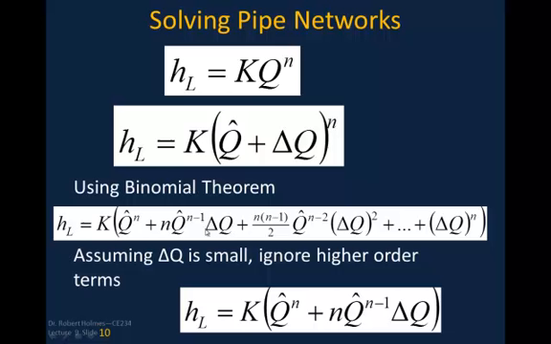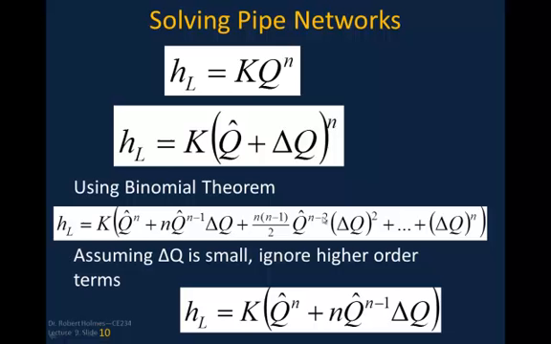If I take the binomial theorem, which basically you can look that up in a mathematics textbook or a calculus textbook, I can expand this equation here when I've got a summation in parens to a certain power. I can use the binomial theorem and say that that's approximated by K times Q hat n plus n Q hat n minus 1 times delta Q plus n times n minus 1 over 2 Q hat n minus 2, so on and so forth.